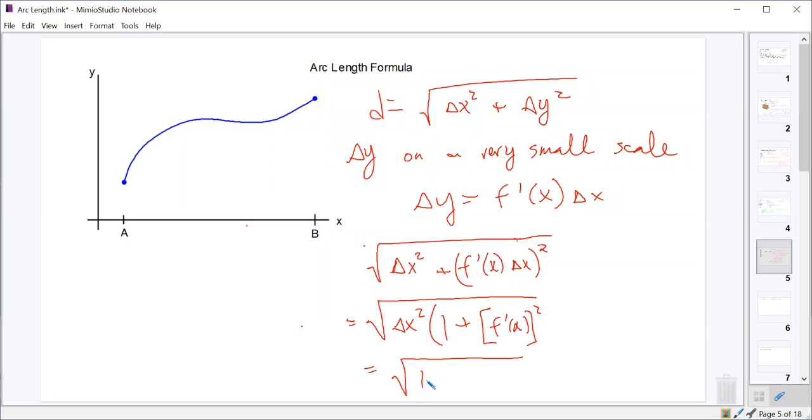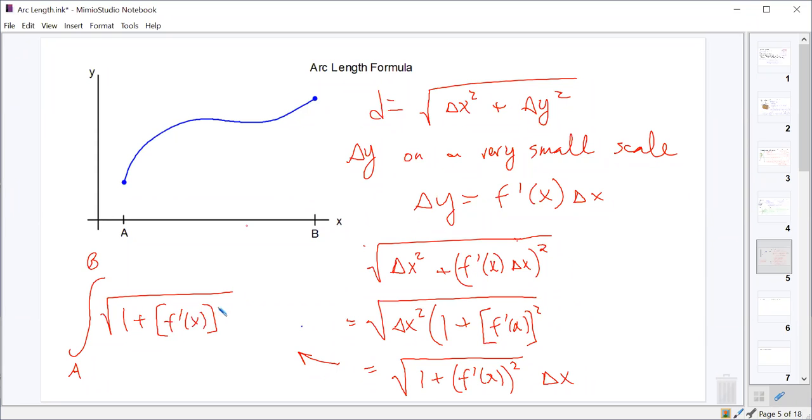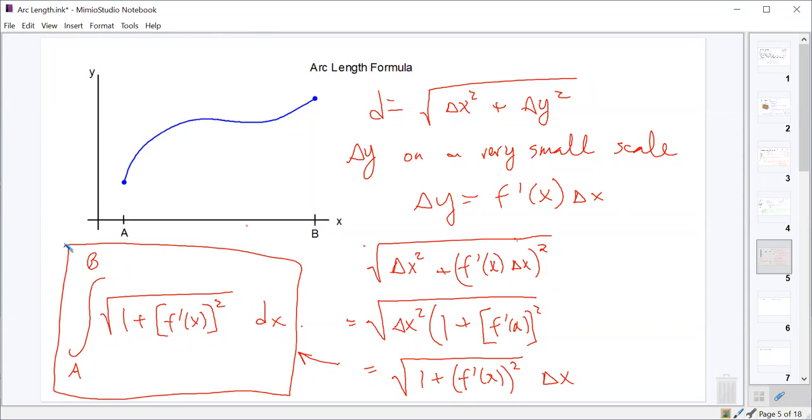Which would then become the square root of 1 plus f prime of x squared with a delta x outside the square root. And delta x is pretty much just dx. And delta x is just the dx that we need in order to integrate. So we'll call this now, as we sum them all together, an integral from a to b of the square root of 1 plus f prime of x squared dx. And this formula right here will give you the length of any arc or any curve that you want to look at. Pretty cool, huh?